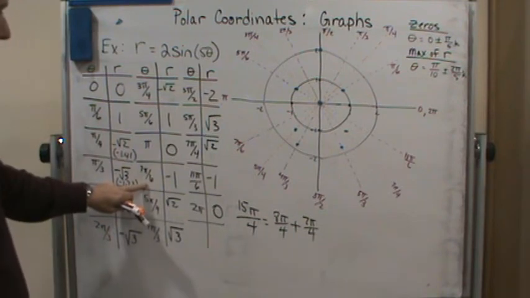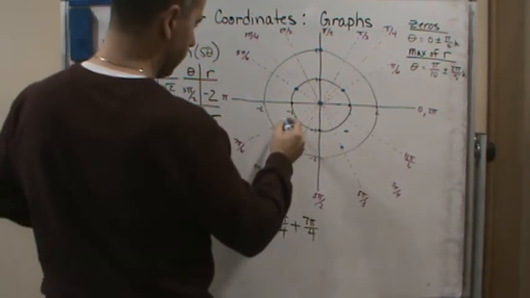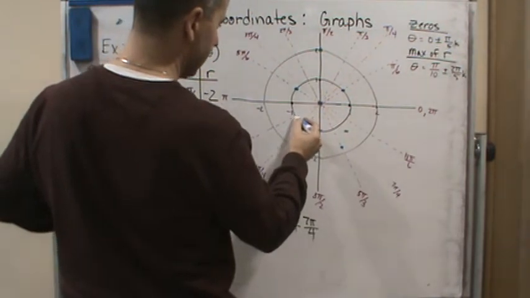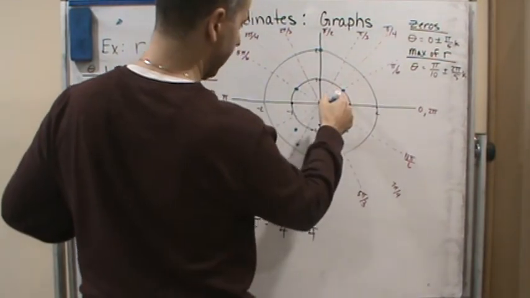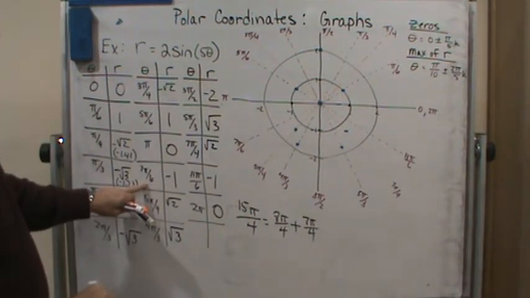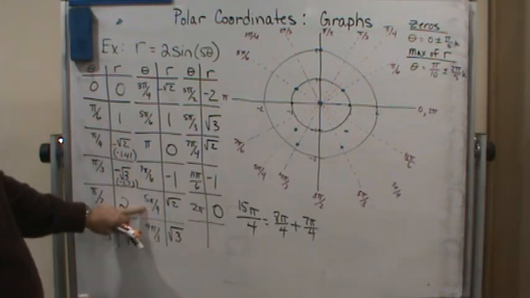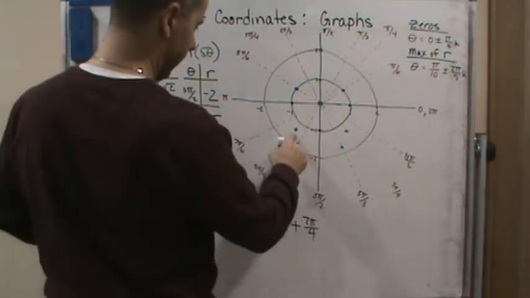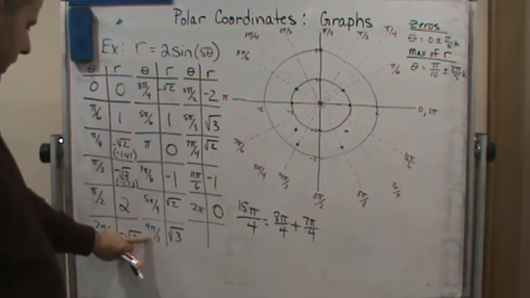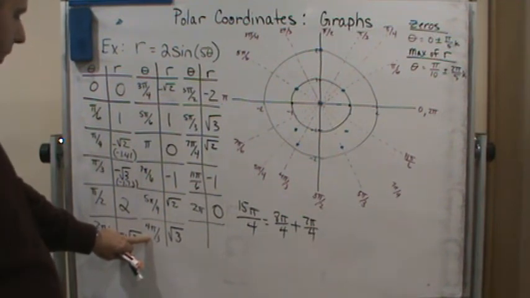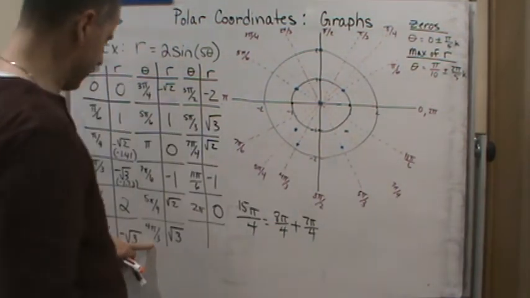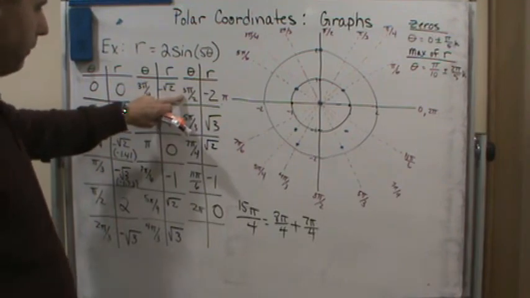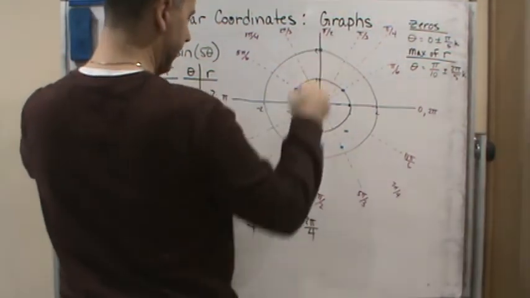And then 7 pi over 6, it's negative 1, which means it's going to be here again. So it's back on here. And then at 5 pi over 4, it's positive 1.41. Right there. So it's back on that dot. And at 4 pi over 3, it's positive 1.73, so it's back on that dot. And then at 7 pi over 4, it's negative 2, which is, again, back on that dot.